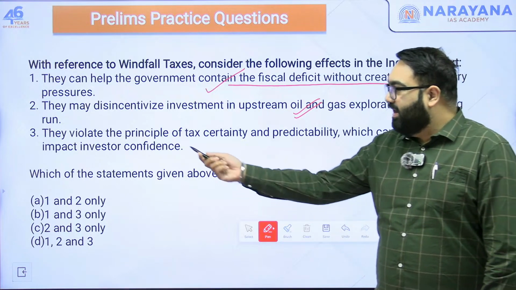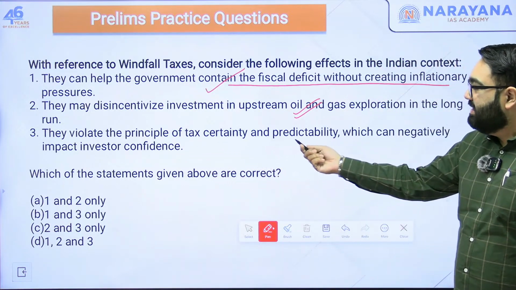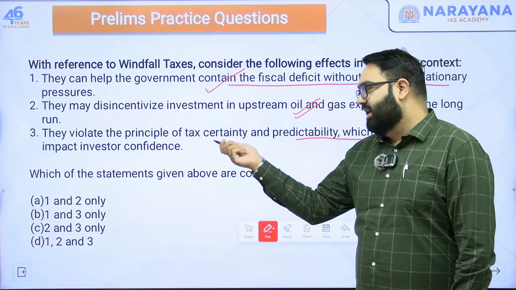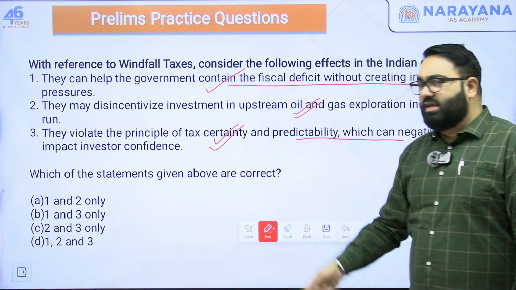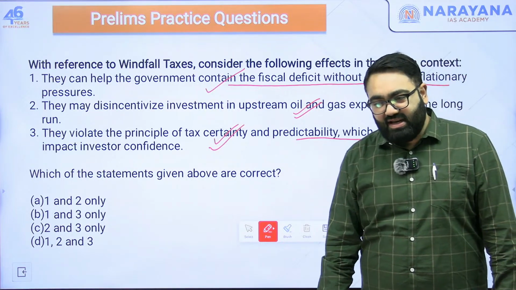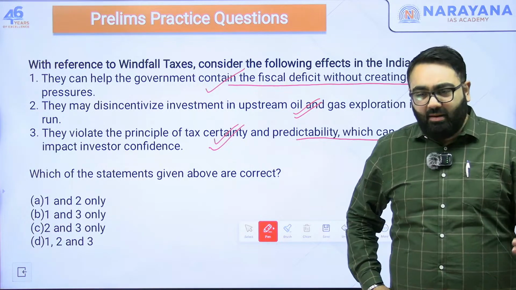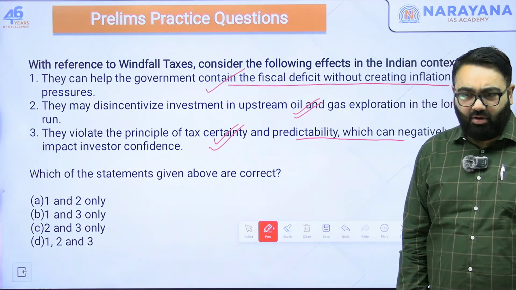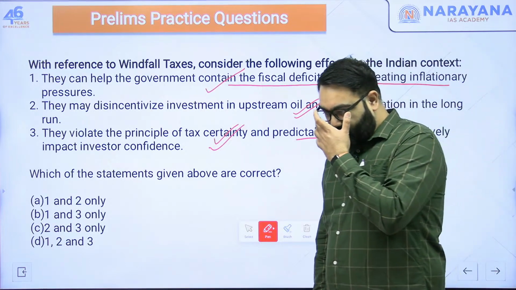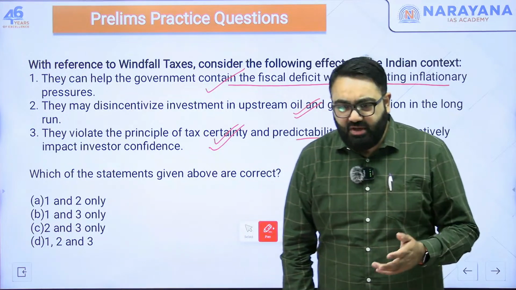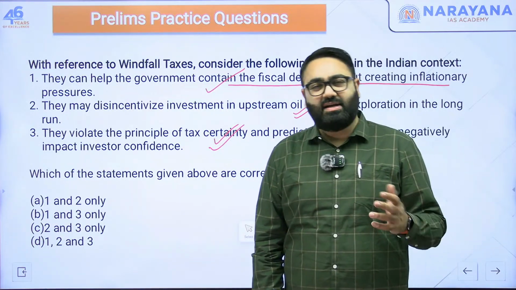Third, they violate the principle of tax certainty and predictability, which can negatively impact investor confidence. Again, the same thing. See, as an investor who comes in and brings in money, let's take an example. Let's say Apple brings its manufacturing to India, or Tesla brings the manufacturing to India. They want to manufacture their cars in India. There is one component of how much taxes do they have to pay. The companies obviously want to pay lesser taxes, that is fine.